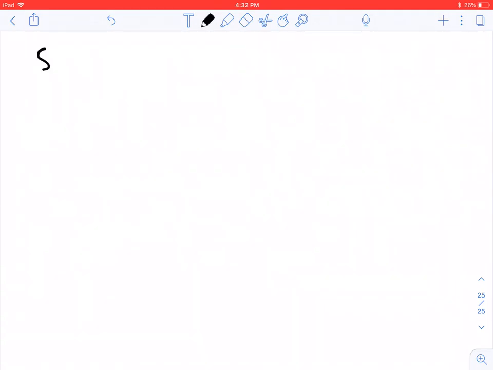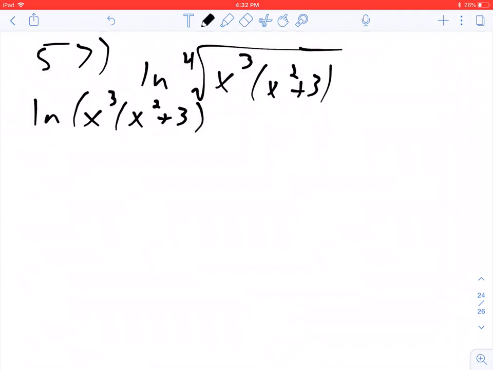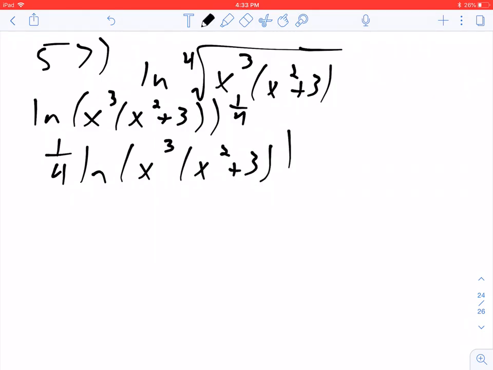Last one is 57. And that one is the natural log of the 4th root of x to the third times x squared plus 3. So just more practice here. First thing we're going to do is rewrite the power. We have natural log of x to the third times x squared plus 3, all of that to the 1/4 power. Power property allows us to bring that down. And then we have x cubed times x squared plus 3.